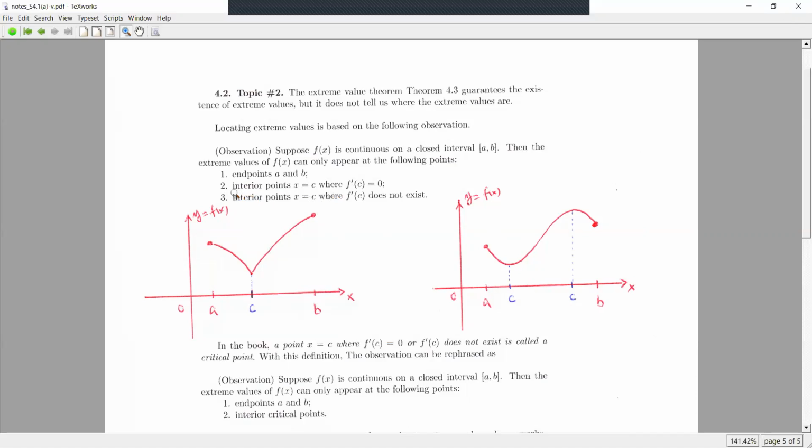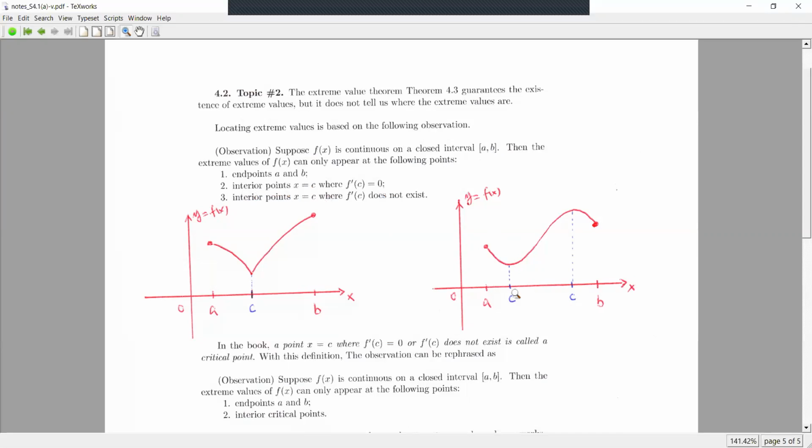Number 2, maximum and minimum can appear at interior points where the derivative is 0. The derivative is the slope of the tangent line, so that means where the tangent line is horizontal. An interior point is a point that is inside the interval between A and B.